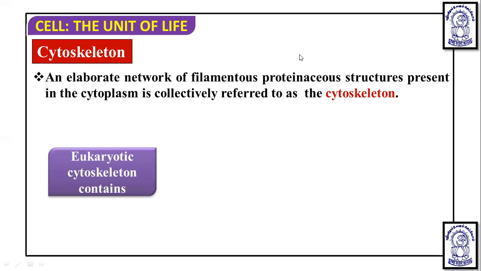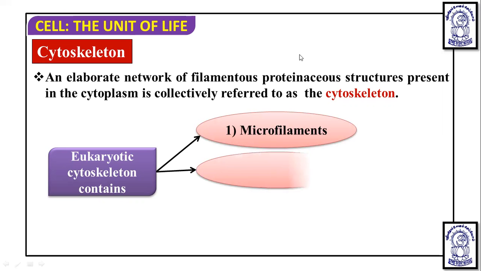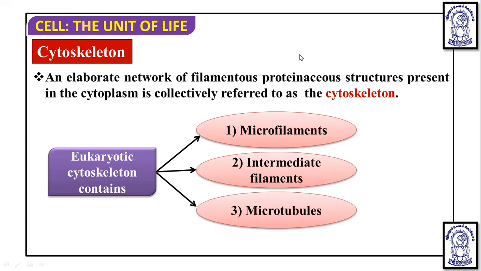The eukaryotic cytoskeletal structure contains three components: one is the microfilament, another is the intermediate filament, and the third one is the microtubule. These three are proteinaceous, filamentous structures which support the extensive system of membranes within the eukaryotic cell, and they perform various functions. They are collectively termed the cytoskeleton.